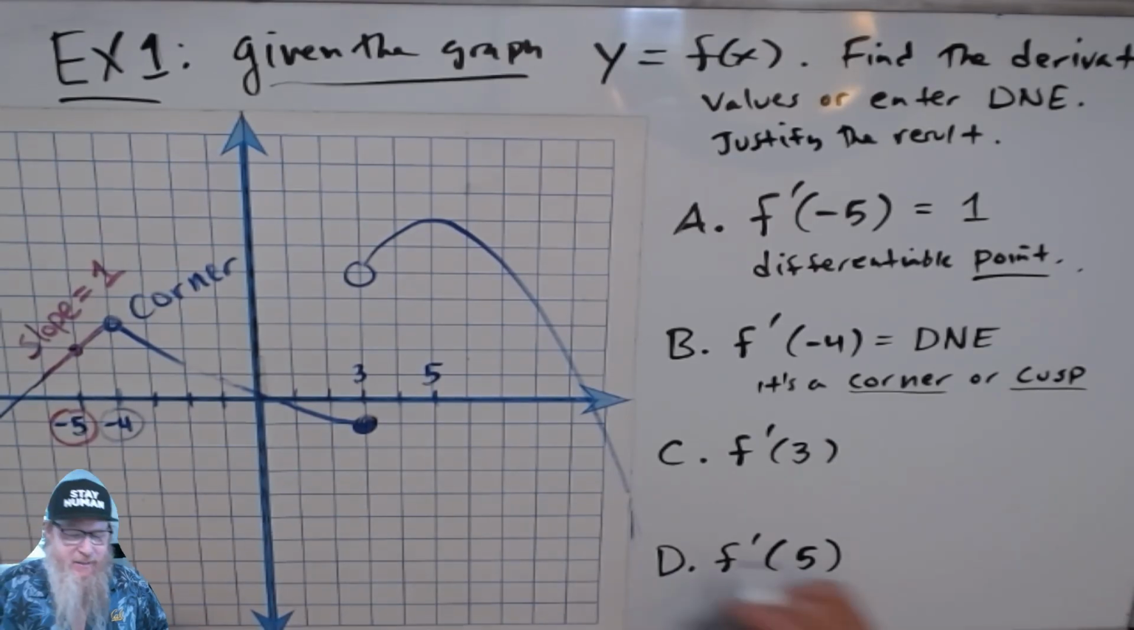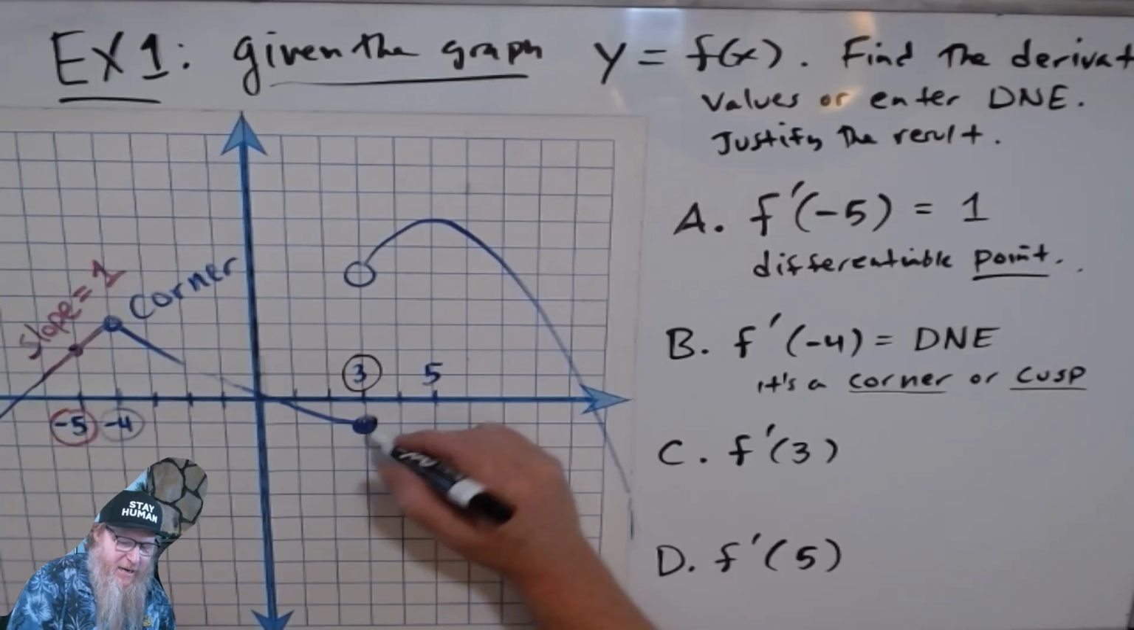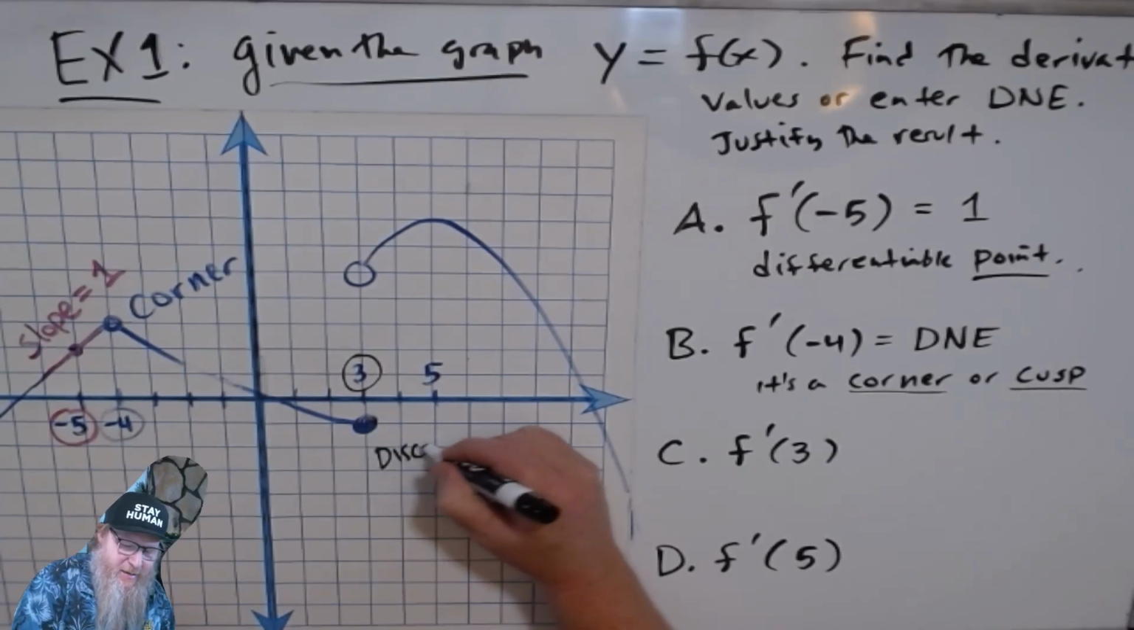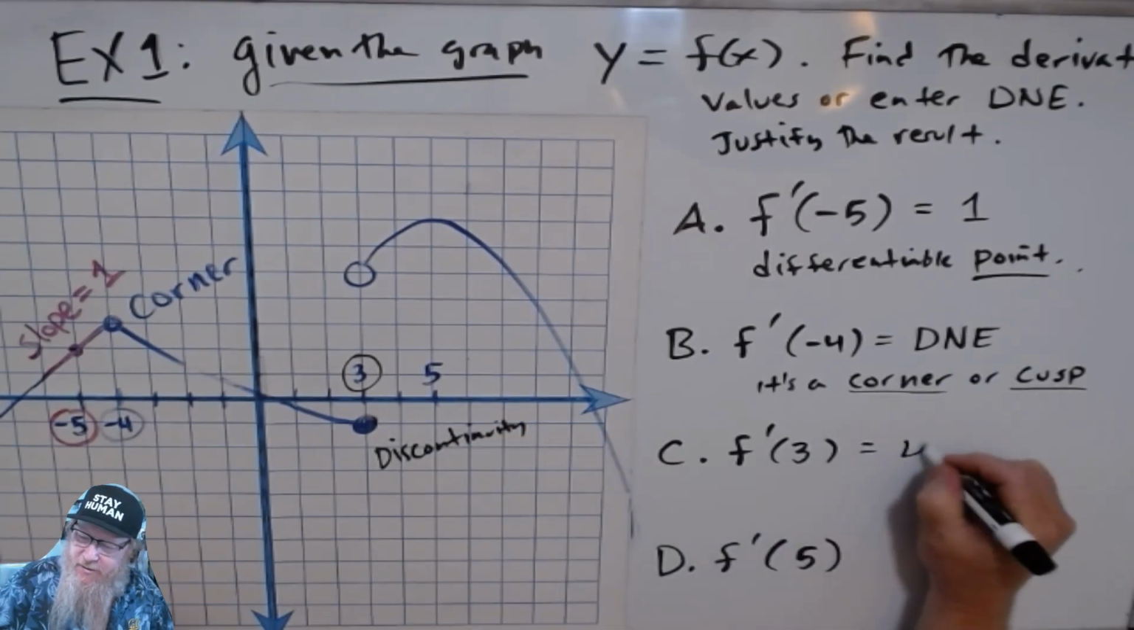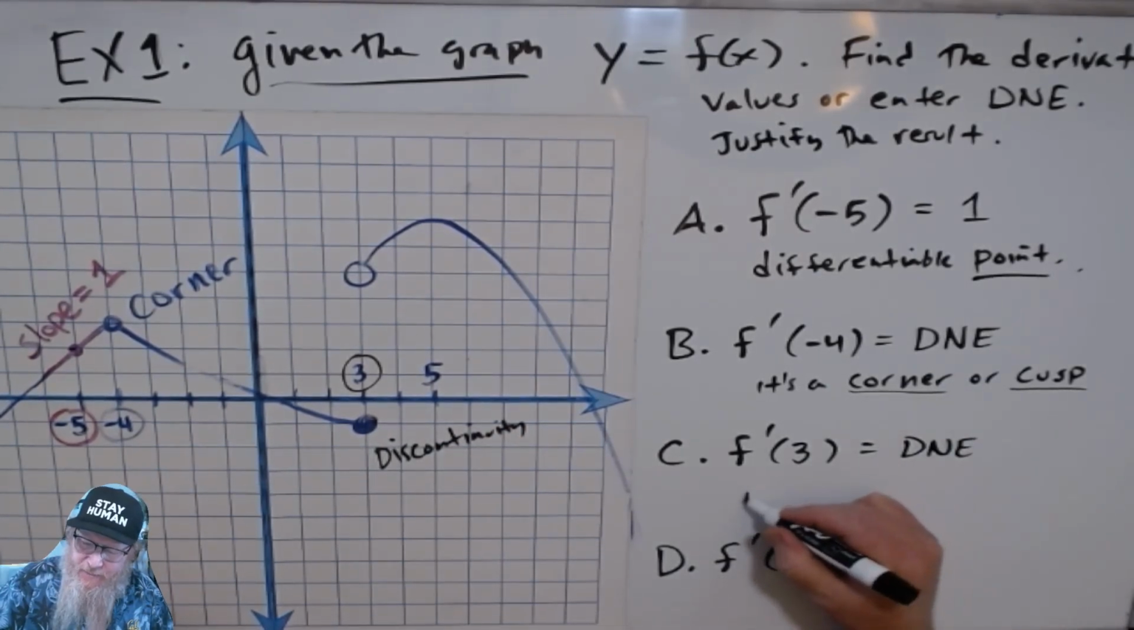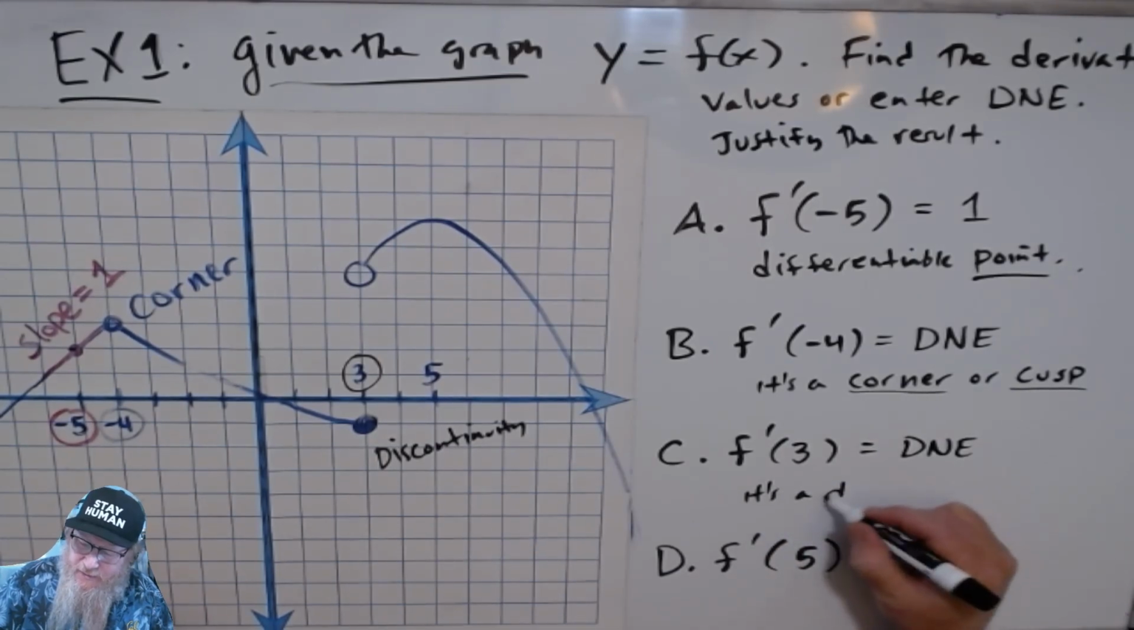All right. So when we get to 3, this is a discontinuity. So that's also DNE. It's a discontinuity.